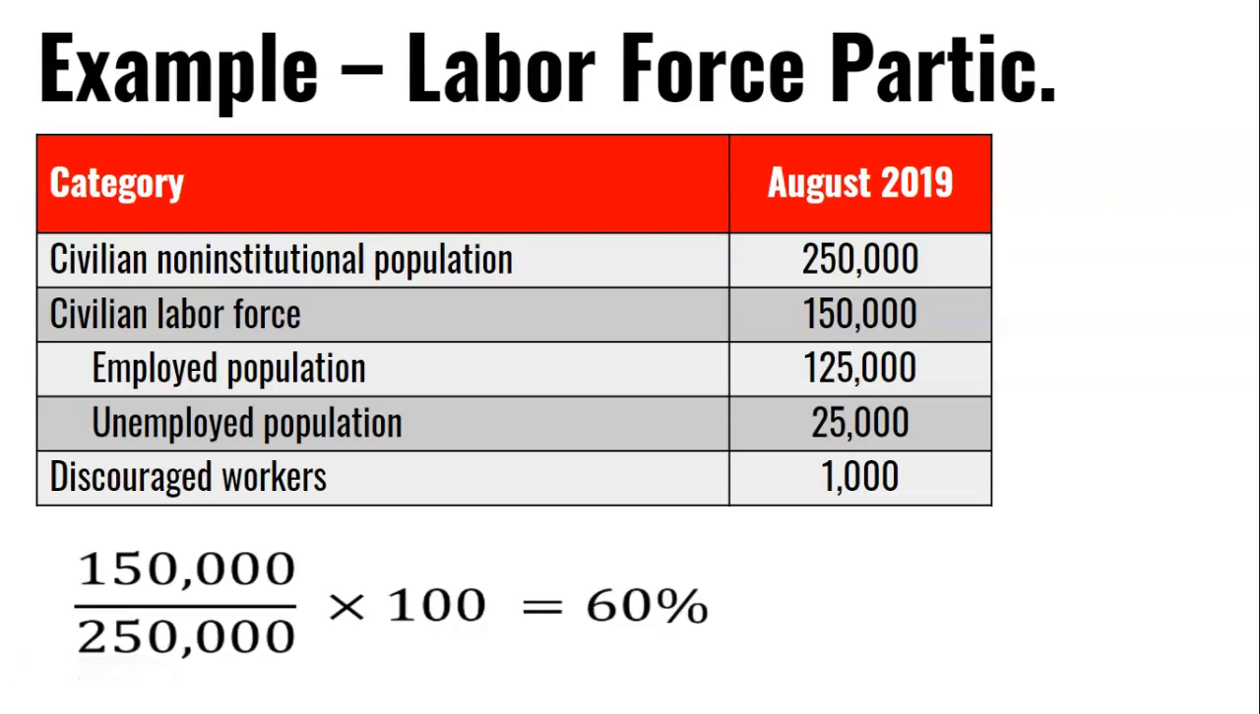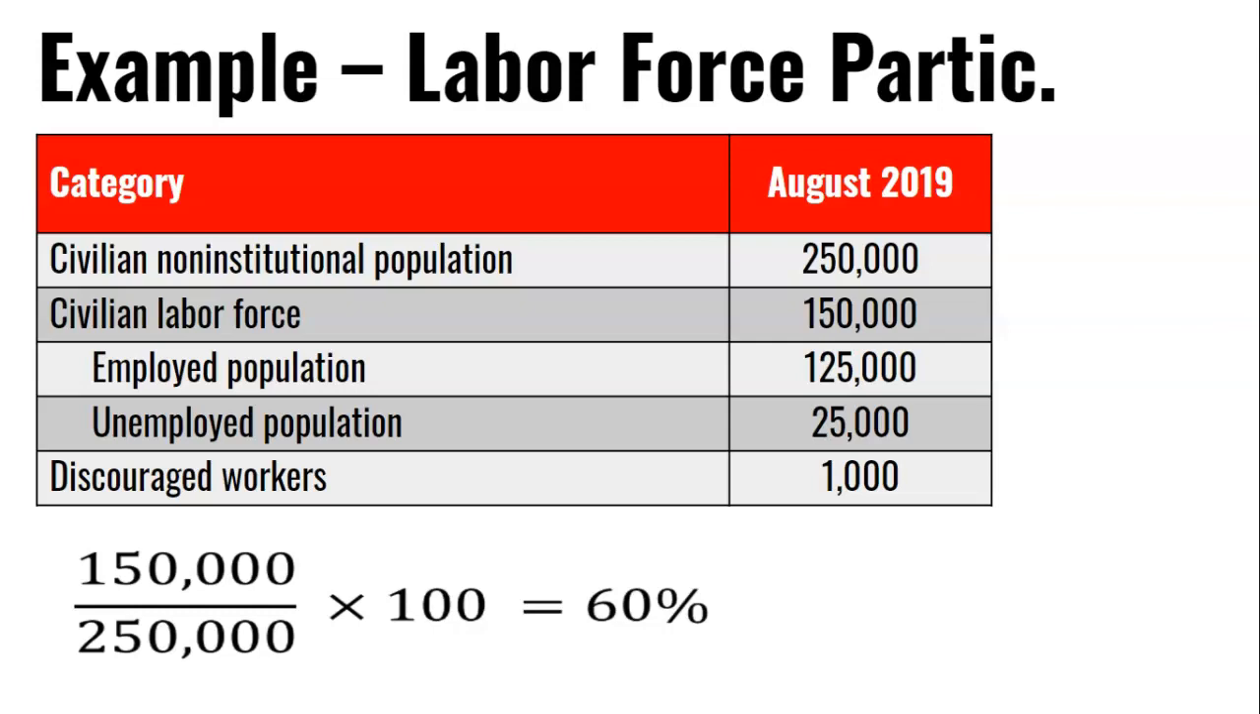And we could say, okay, we have a civilian population, 16 or older, of 250,000 people. Within that 250,000 people, we have 125,000 people who are employed, 25,000 people who are unemployed. And then the rest are either discouraged or marginally attached or have voluntarily left.